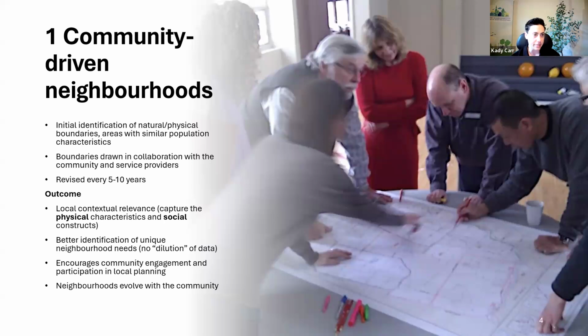And so the outcome of this primary feature of this research project, or program rather, is that the neighborhoods have that local contextual relevance. And so we also are able to capture the social constructs of neighborhoods, and it allows for better identification of unique neighborhood needs. It encourages community engagement and participation in local planning, so residents get involved with some of the research and some of the planning, and are really engaged when we use these neighborhoods in dissemination.